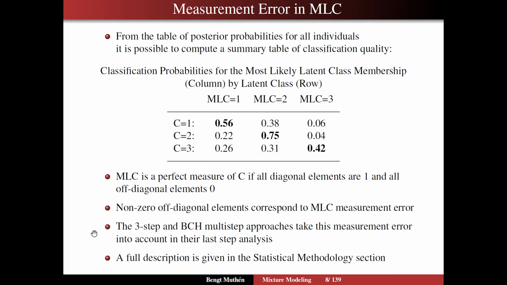Now the 3-step and BCH multi-step approaches take this measurement error into account in their last step analysis. And we actually work through this example of the hypothetical 6 individuals in the statistical methodology section in detail. It's not complicated, it's just cumbersome. What you will see in the Mplus output is this table here, which comes out in the middle of a sequence of 3 tables, which we'll refer to as we get into a data analysis.